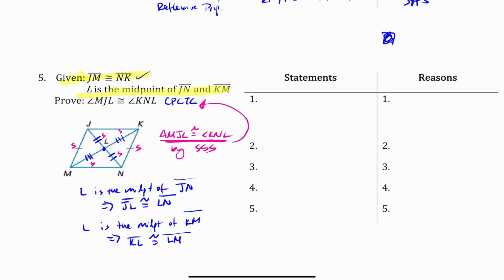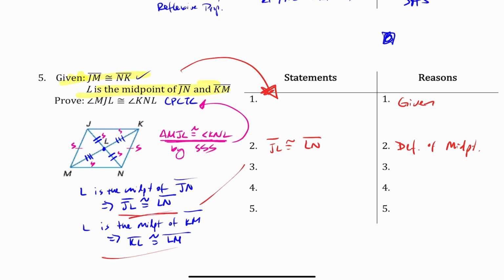Again, I'm lazy, so I'm going to put the given statement there and write given for my reason. Oh, no, we don't write that. Sorry. We know that segment JL is congruent to segment LN, and that's because of definition of midpoint. And then from here, so we wrote this and put it right there. Now we're going to put this here. So segment KL is congruent to segment LN, and that's because of definition of midpoint.